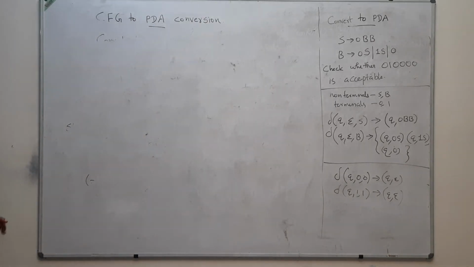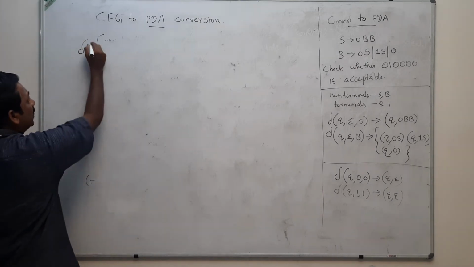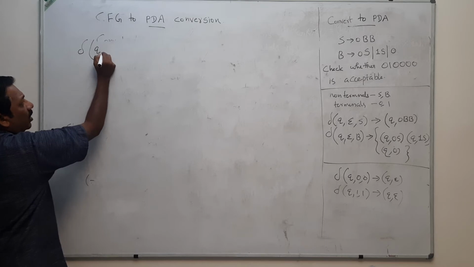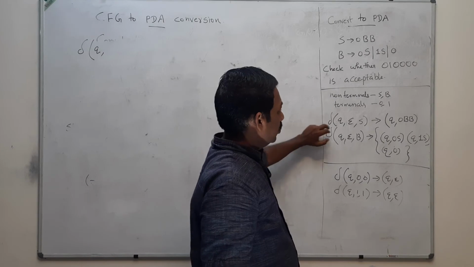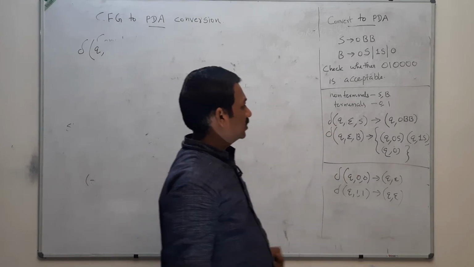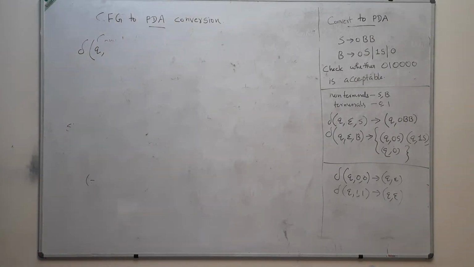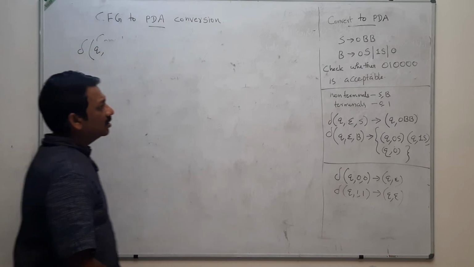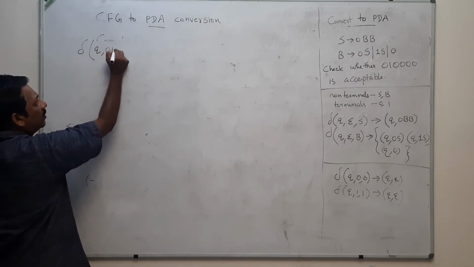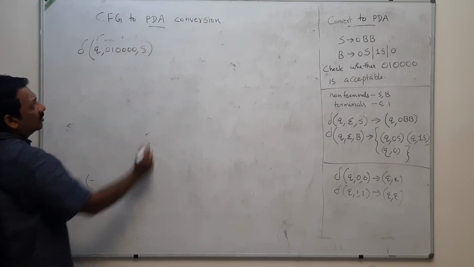Now see, delta of Q, initially that will be in state Q, and delta of Q epsilon S. Now this is the input string 0 1 0 0 0 0 0 1 0 0 0 0, and this is the start symbol.